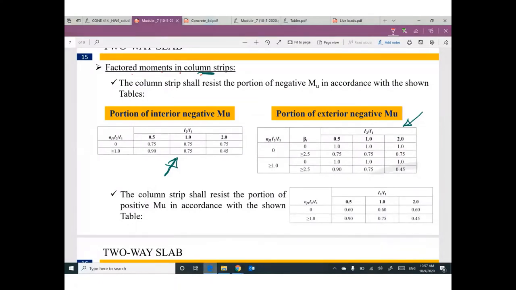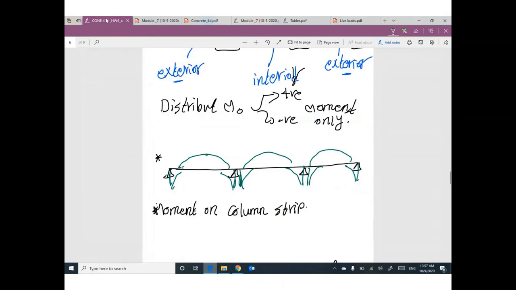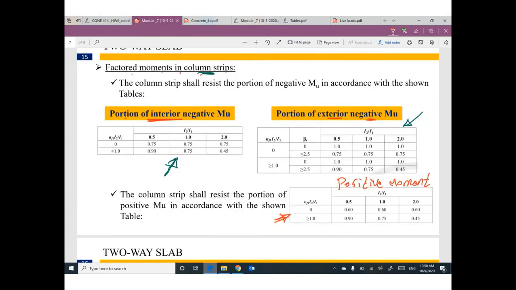If you are talking about the portion of interior negative, exterior negative, and positive moment, this one is for the positive moment. Let's start with the positive moment, which is this value and this value. We don't have beam. This one is without beam. Longer divided by shorter is one, so your factor will be 0.6. We have here 0.6.